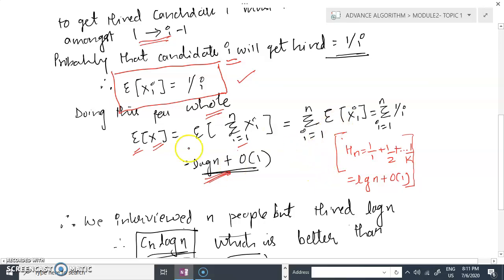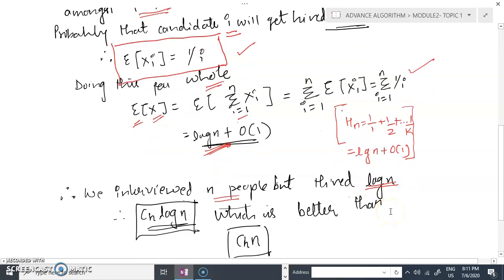Now it means that if we interview n people, it's simple mathematics, then we hire log n people, which is better than c h of n. c h of n was the worst case. Now what was the worst case? Every one of the n candidates is hired.